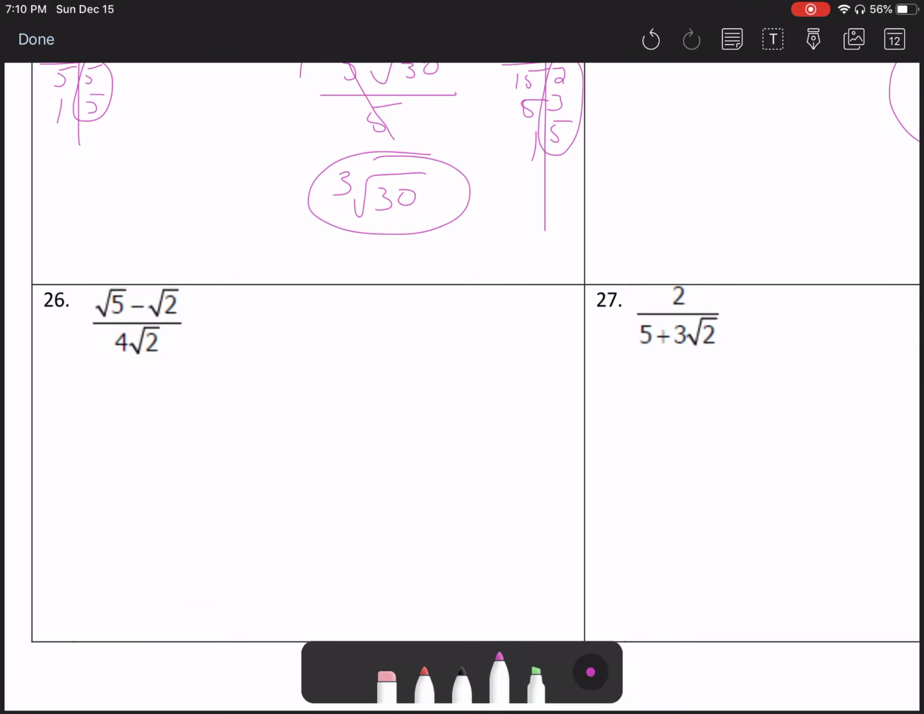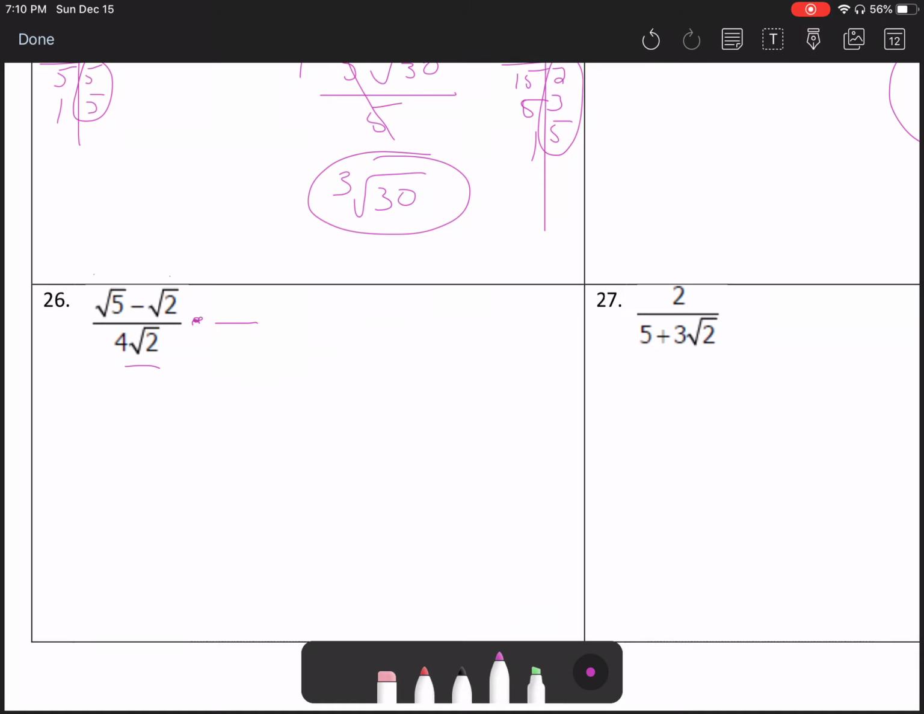Number 26. Okay, what I notice is I have what's called a binomial at top. This is separated by addition or subtraction. I can't really simplify this the way it is. I do see that I have a 2 right here in the denominator. Okay, so I know I'm going to have to rationalize my denominator. And so I don't have to worry about what's up here. It's just the denominator can't have a radical.